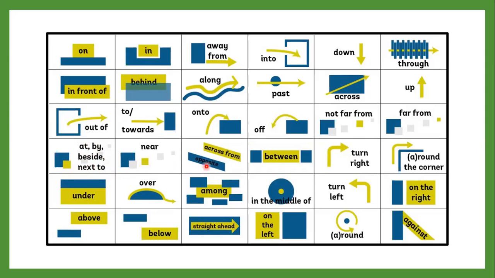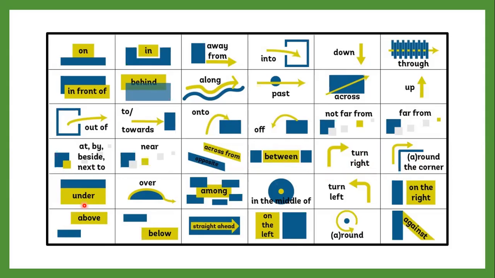"Near", near is close to something. "Across from" is the opposite. "Between" is between two objects, something that has been sandwiched between two things. It is in the place of, in between two things. Okay. Turn right, turn around.